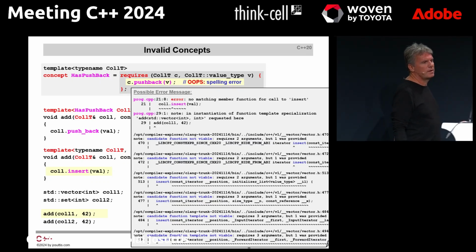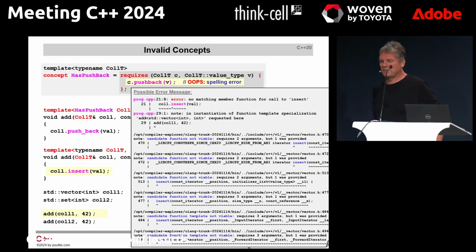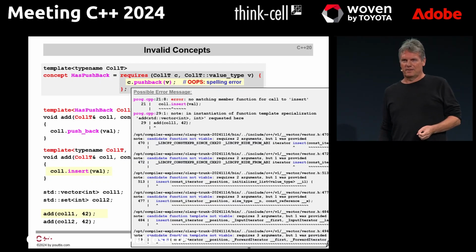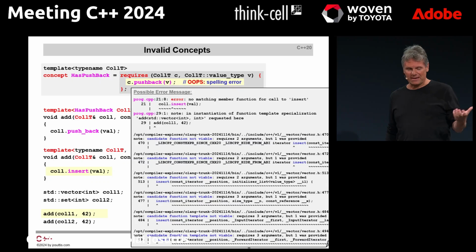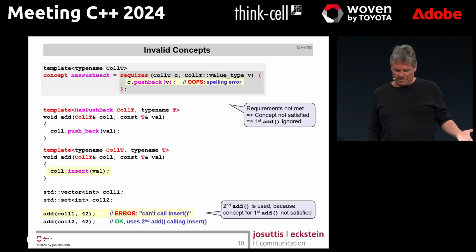The problem is, the first add is not valid for a vector because it's only valid for a vector that has pushback without an underscore. So the first add cannot be used. So the second add is used. And that means that we try to compile the second add for a vector, and that fails because insert is not supported.